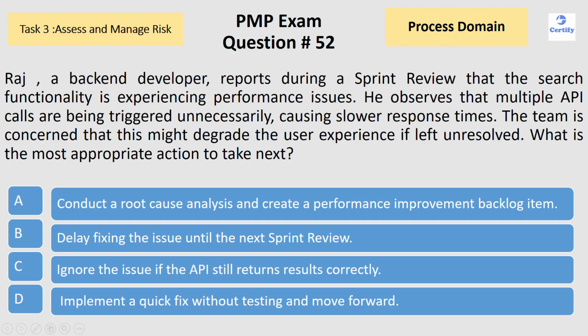Raj, a backend developer, reports during a sprint review that the search functionality is experiencing performance issues. He observes that multiple API calls are being triggered unnecessarily, causing slow response time. The team is concerned that this might degrade the user experience if left unresolved. What is the most appropriate action to take next?